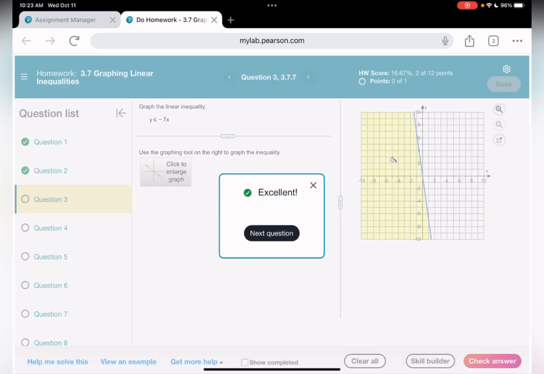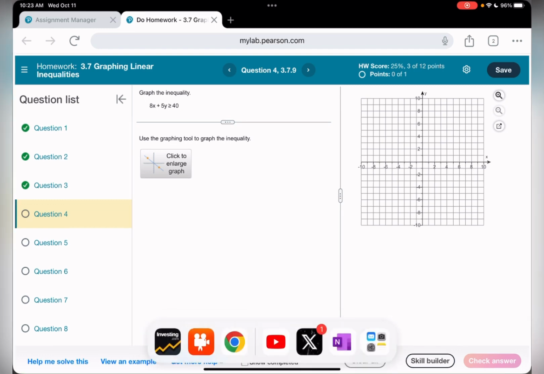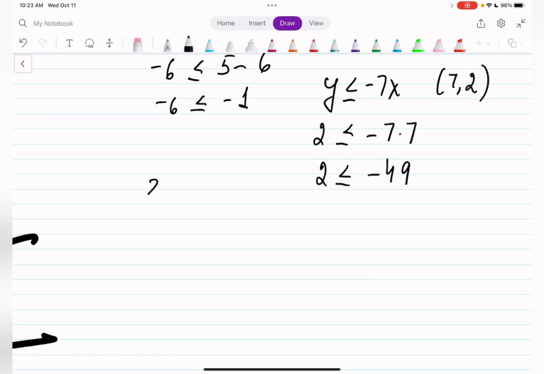Because the graph is breaking into two parts, so either one part or the other part. Next one, what do we have? 8x plus 5y greater or equal 40.